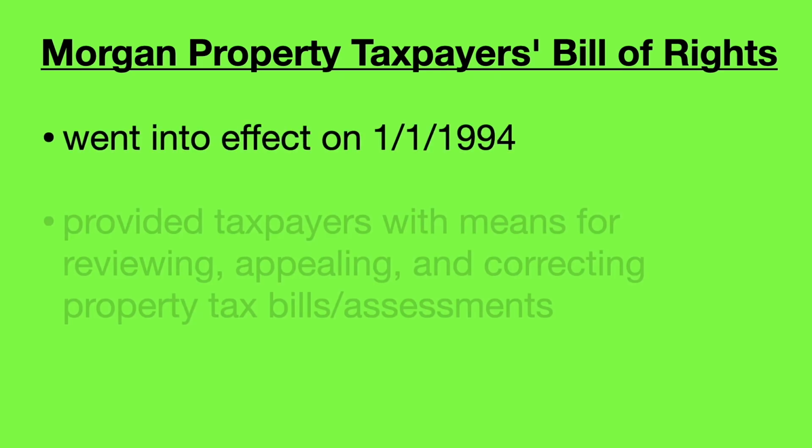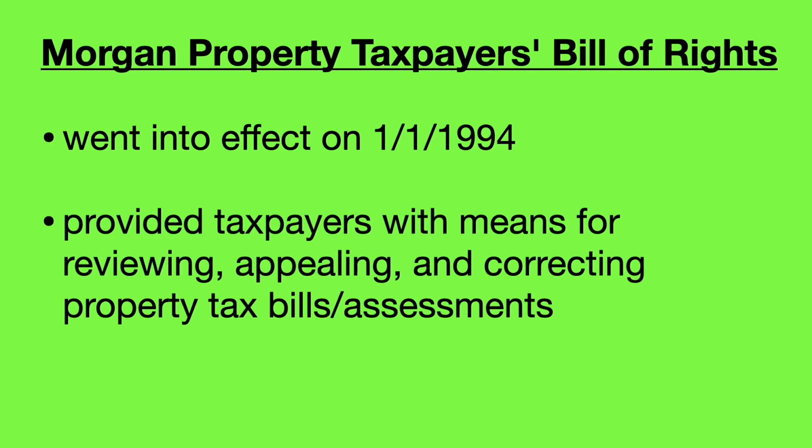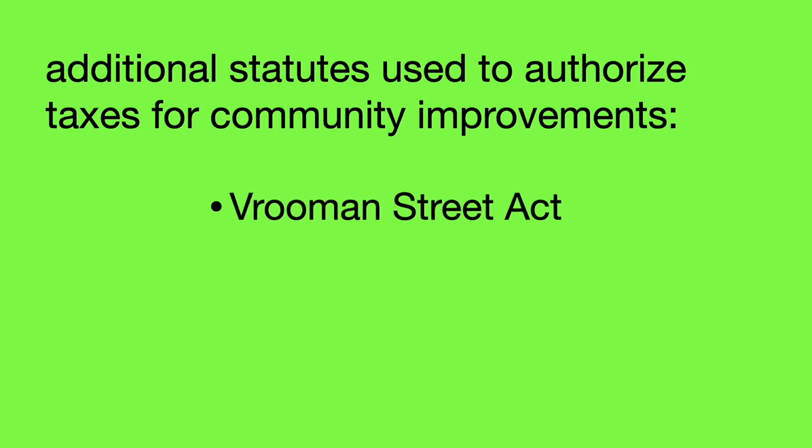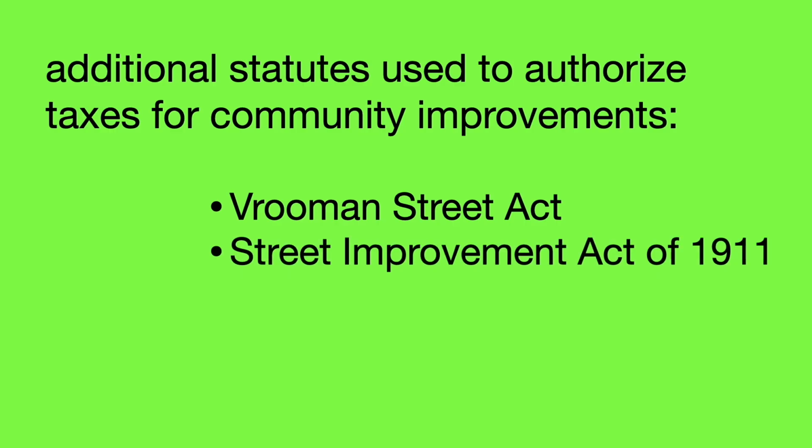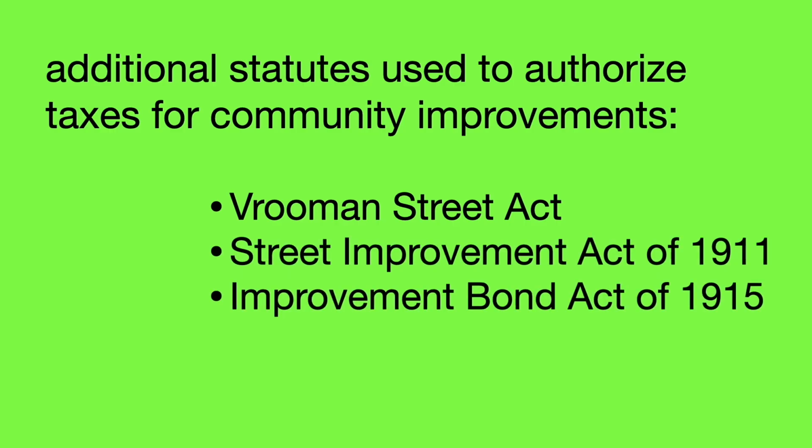The Morgan Property Taxpayers' Bill of Rights went into effect on January 1, 1994, providing taxpayers with the means for reviewing, appealing, and correcting property tax bills and assessments. Additional statutes used to authorize taxes for community improvements are the Vrooman Street Act, the Street Improvement Act of 1911, and the Improvement Bond Act of 1915.